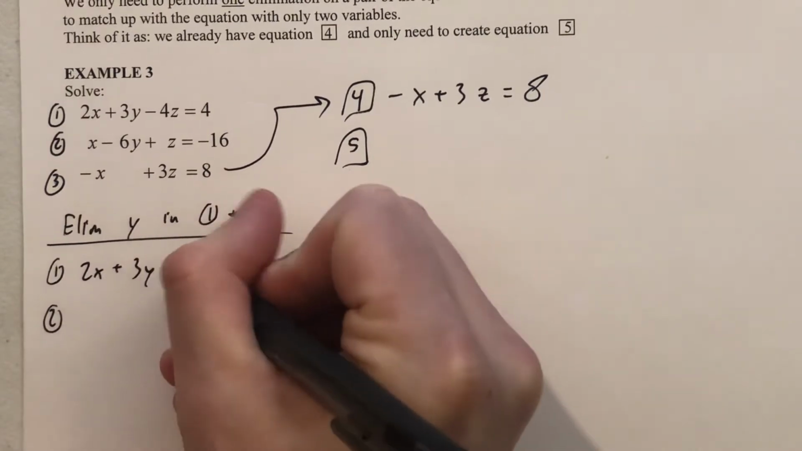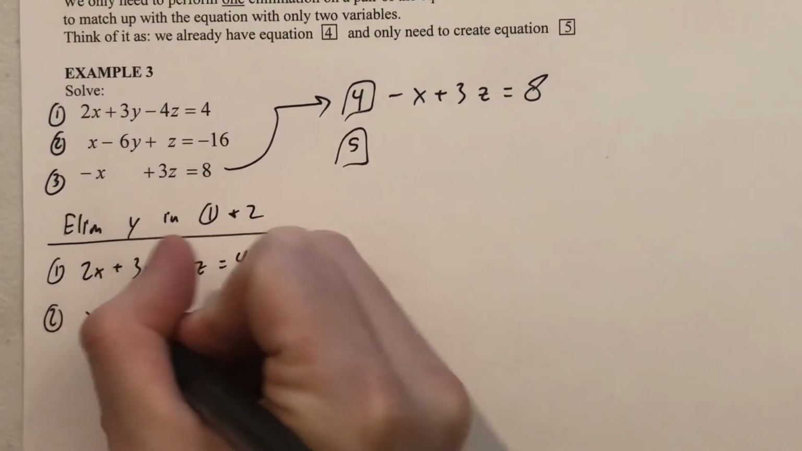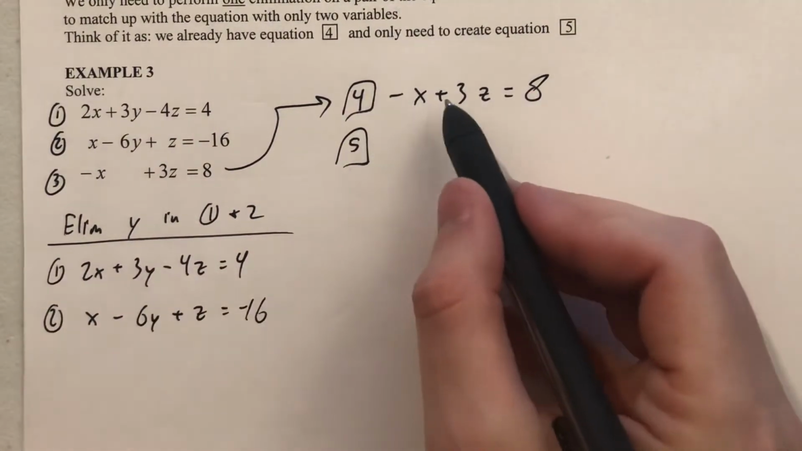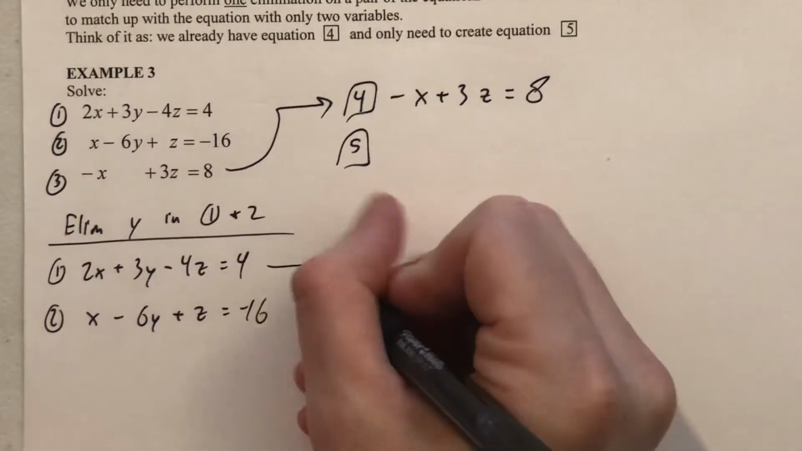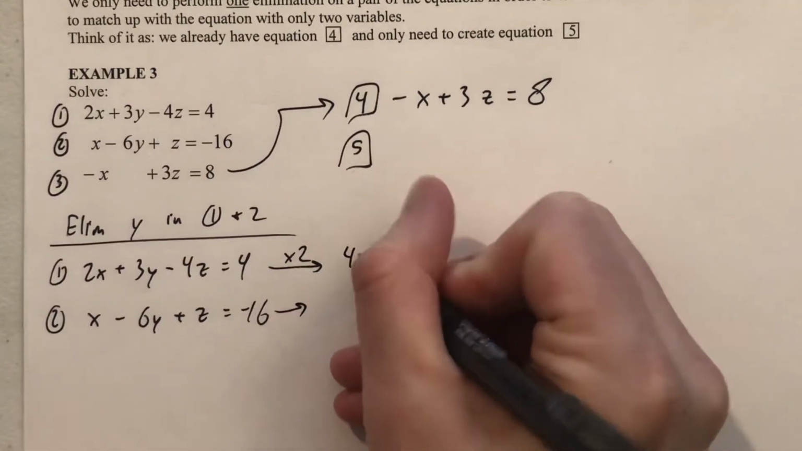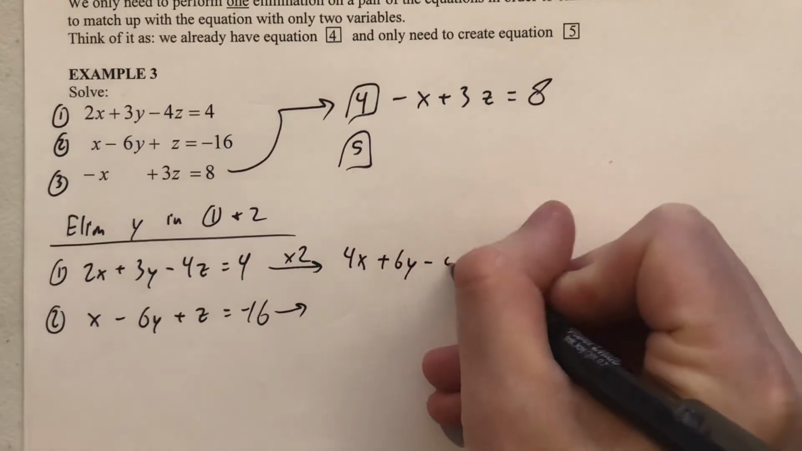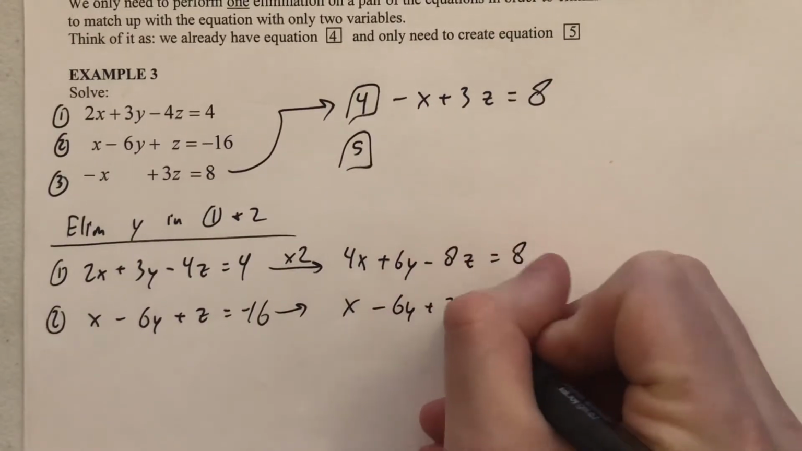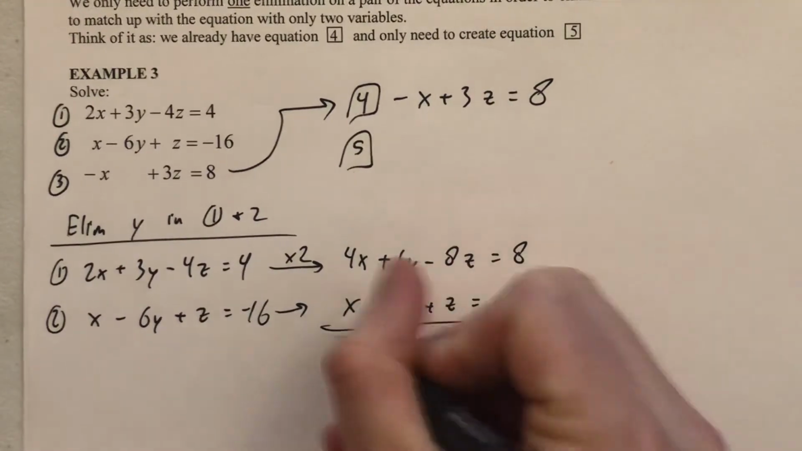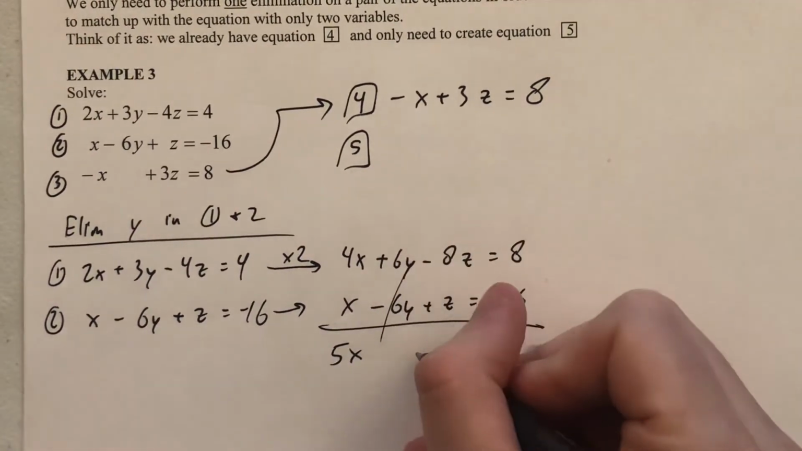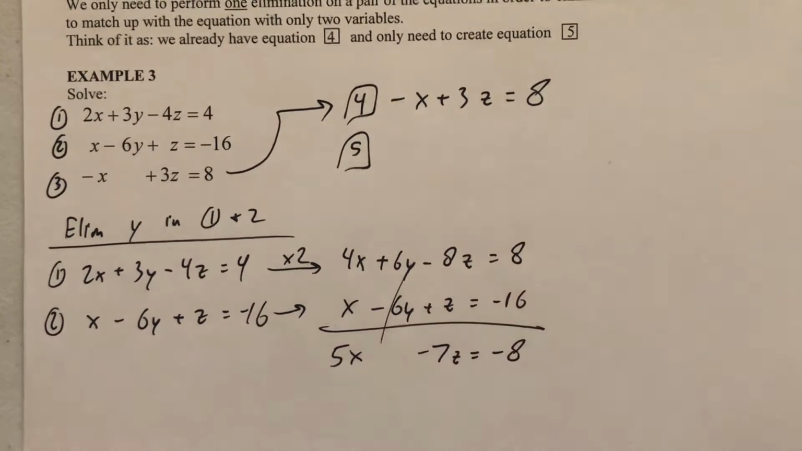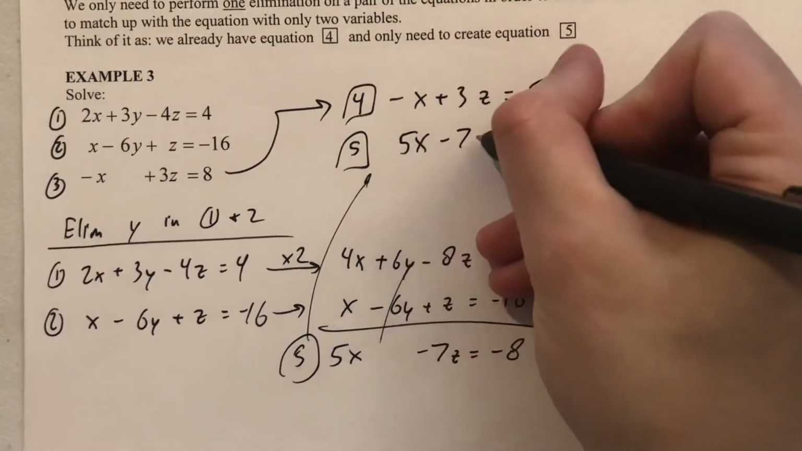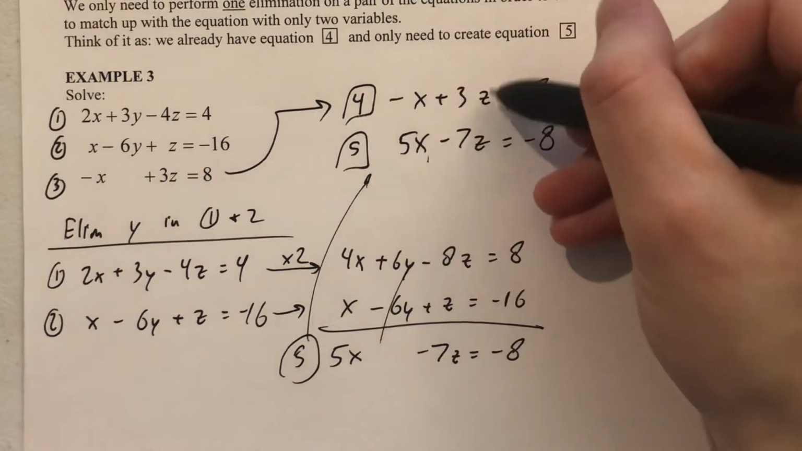So let's take a look at what 1 and 2 look like here. 2x plus 3y minus 4z equals 4. X minus 6z. All right, so there's our equations, and if we need to eliminate y to end up with an equation to match this guy, looks like all we need to do is multiply that first equation by 2. So we get that. Second equation does not change. And we get 5x, that's gone, minus 7z equals negative 8. Notice that is our equation 5, and that works because it's in x and z.